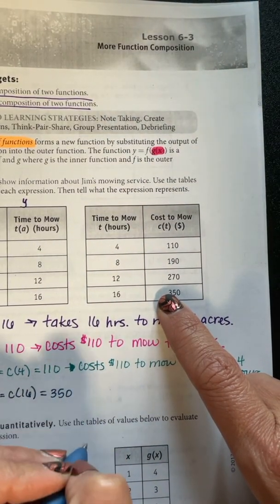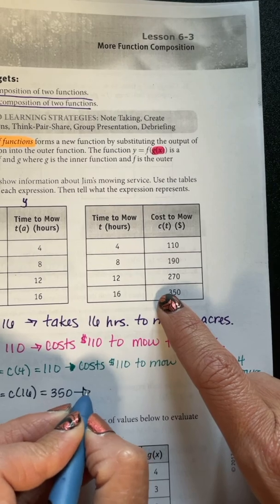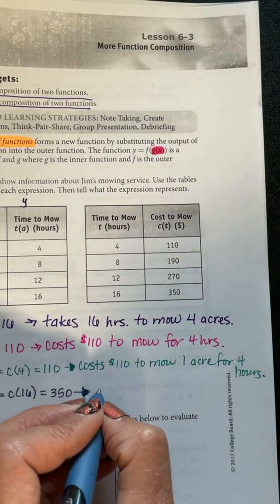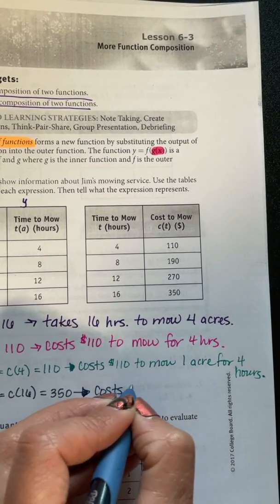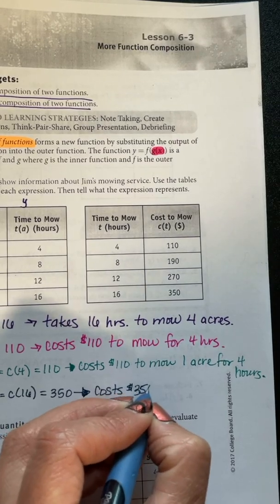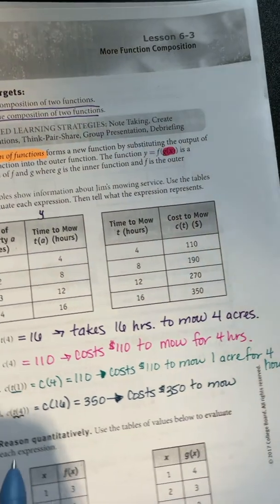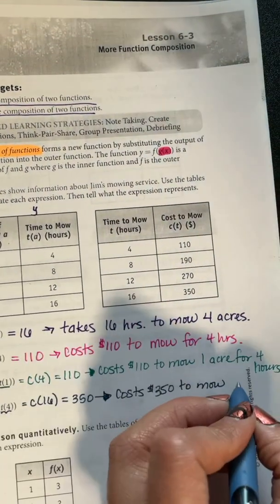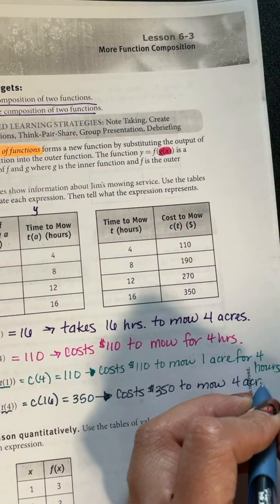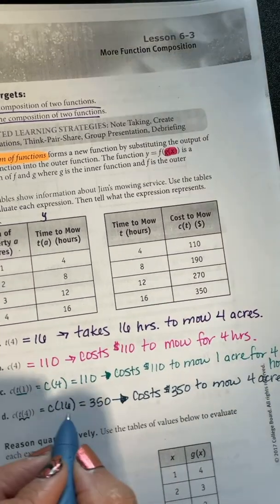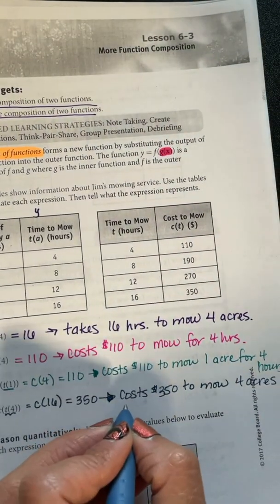Okay, so what does this mean? It means that it's going to cost $350 to mow. How many acres was that? It was 4 acres. And how long? 16 hours.